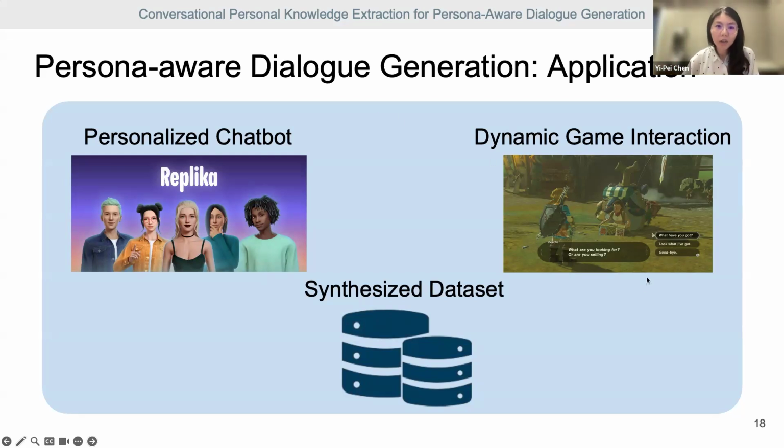Persona-aware dialogue generation can also be used in writing scripts of dialogues, such as creating dynamic game interaction or helping with story generation, novel generation, or movie generation. Currently, the most widespread application is synthesized data sets. Many dialogue data sets rely on large language models to generate a large amount of dialogue data to train their chatbots.